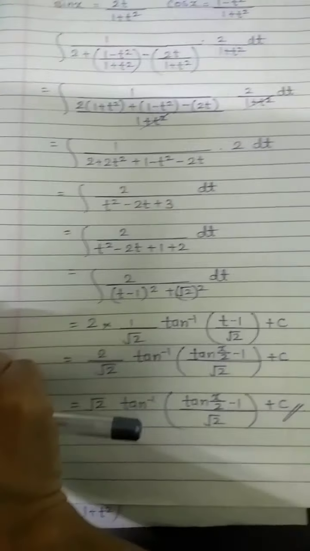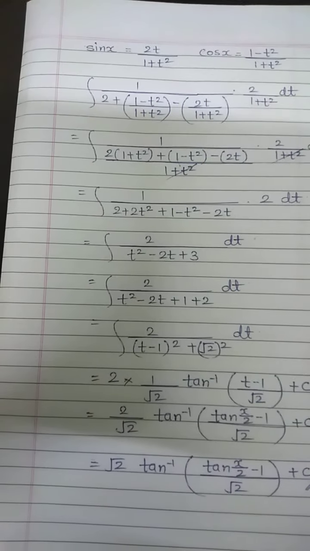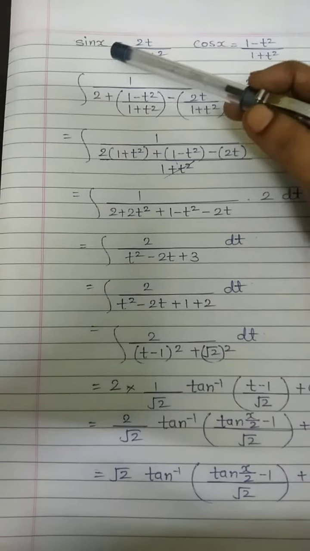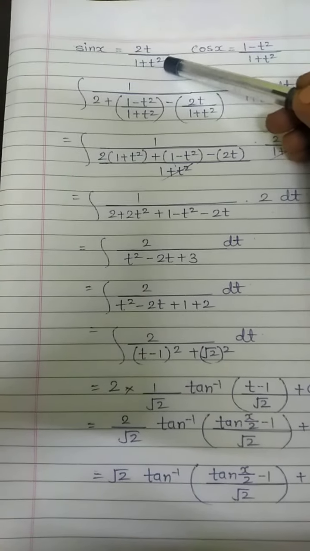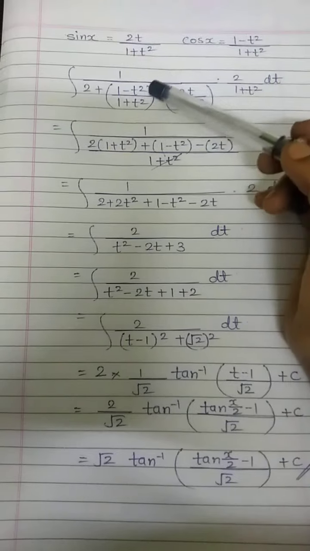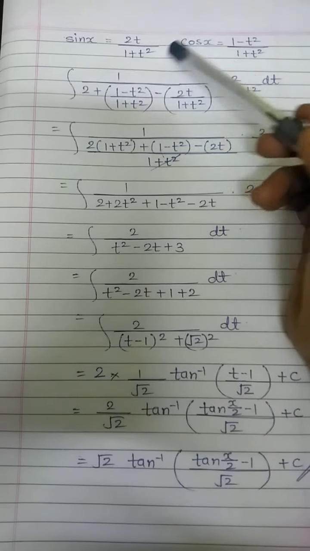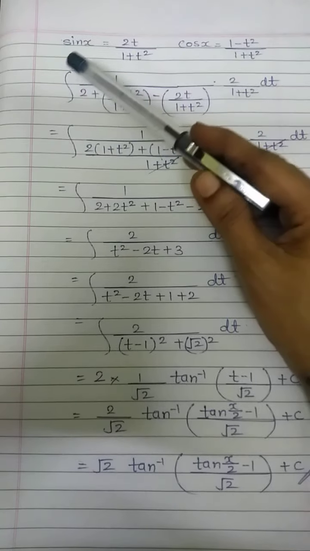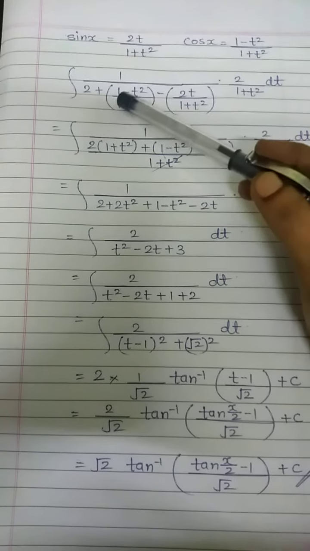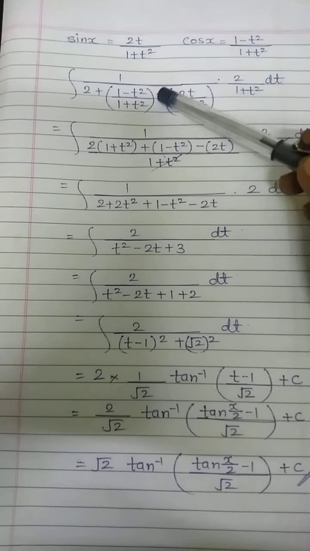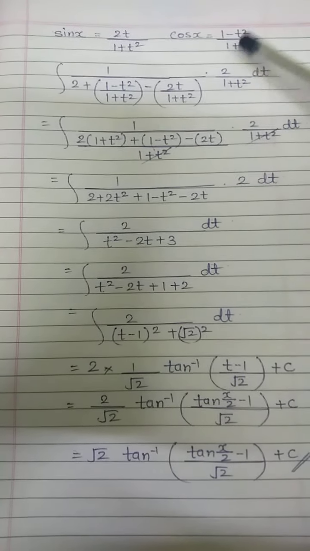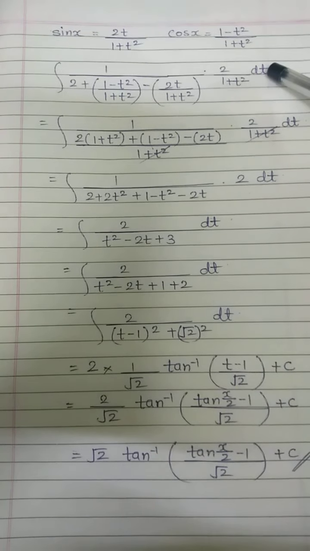Now we know both the formulas, sin and cos. So we will write the formulas in terms of t. Sin x is equal to 2t upon 1 plus t square. Cos x is equal to 1 minus t square upon 1 plus t square. Now substituting the values of both sin as well as cos in the original question, the integration will be 1 upon 2 plus the value of cos x, 1 minus t square upon 1 plus t square, minus the value of sin x, 2t upon 1 plus t square, into the value of dx, that is 2 upon 1 plus t square into dt.